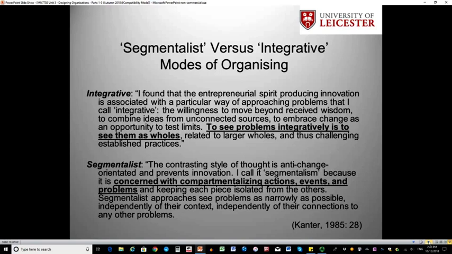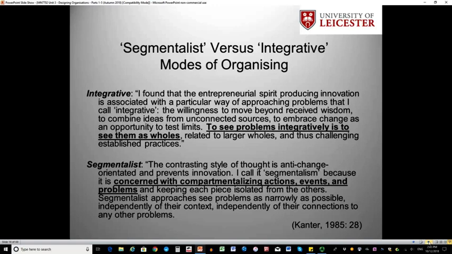And I think that was because her book, and her study, was largely around innovation. And she was interested in looking at what encouraged or discouraged innovation. So she's quite dismissive, if you like, of the segmentalist organisation because it is anti-change, and therefore, as she sees it, it prevents innovation.